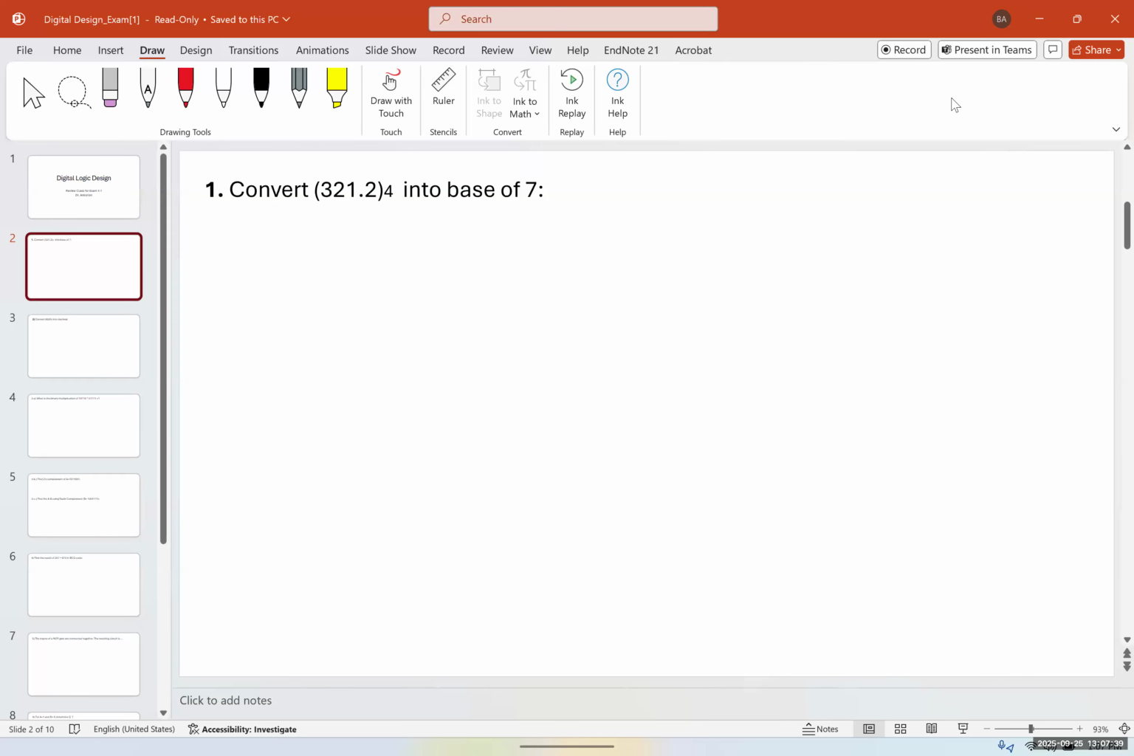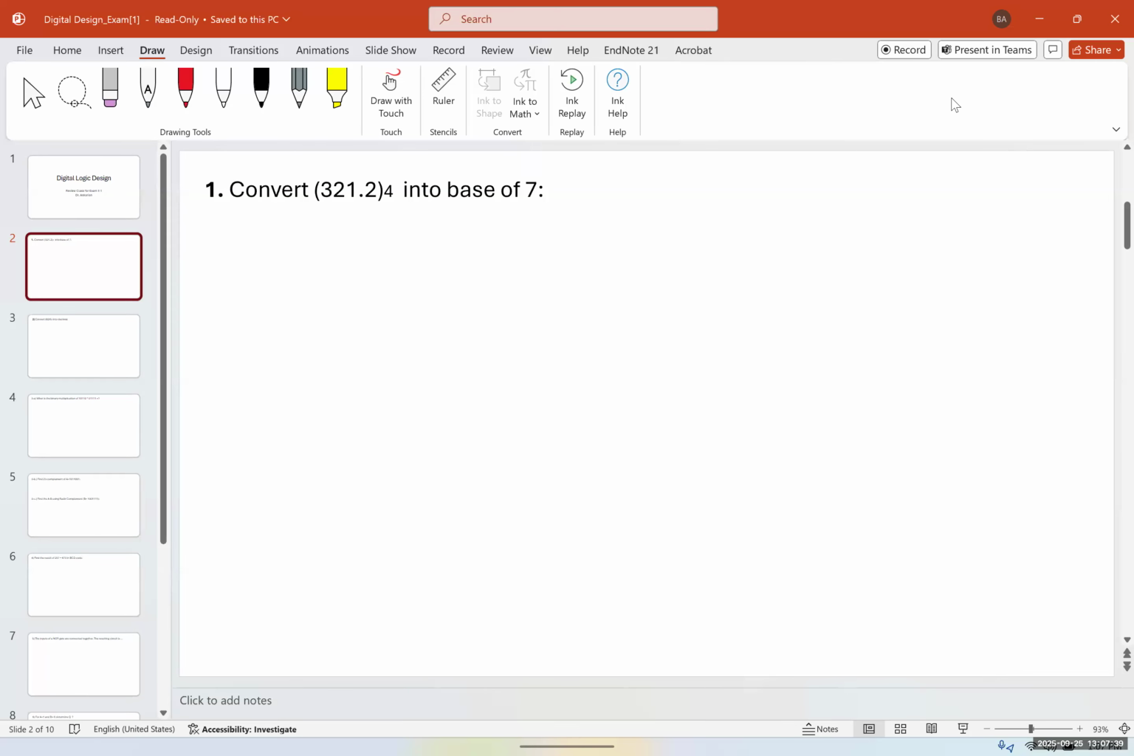And the fractional part, it's 0.2. That one is going to be equal to 0.2 times 4 to the power of negative 1, or 2 times 4 to the power of negative 1, which is going to be 0.5. So the result would be 57.5.